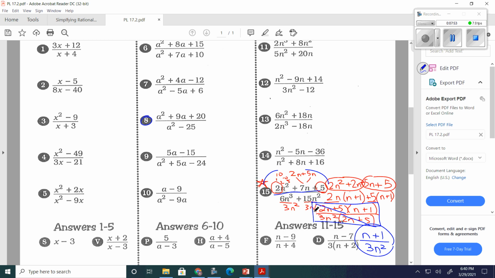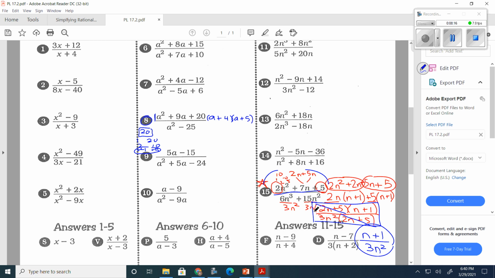A squared plus 9a plus 20 is a trinomial where the leading coefficient is 1. So we use our reverse FOIL. So think of factor pairs for 20. 1 and 20, 2 and 10, 4 and 5 I think would be our best bet. So we're going to have a plus 4 and a plus 5. Let's check it with FOIL.